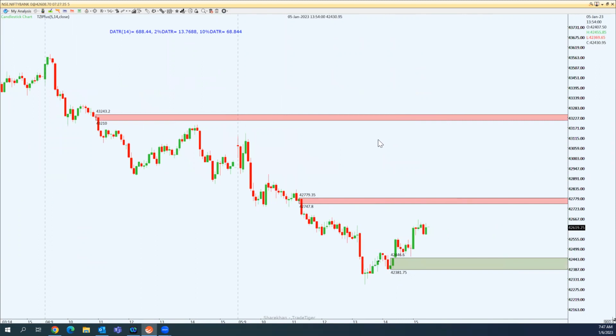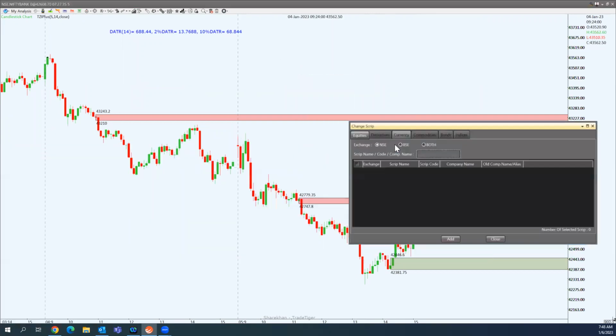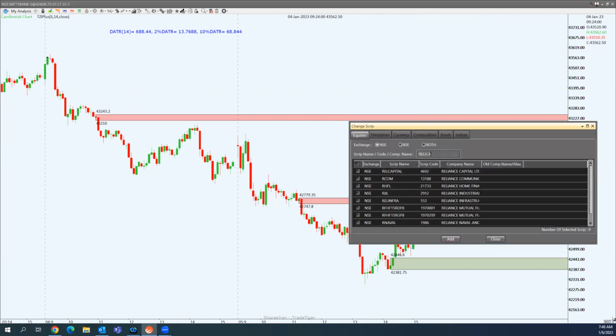I hope this will help you with your trading today. Before closing the session, I just want to show you some stock opportunity as well. Let me quickly go to Reliance chart. This will be positional.